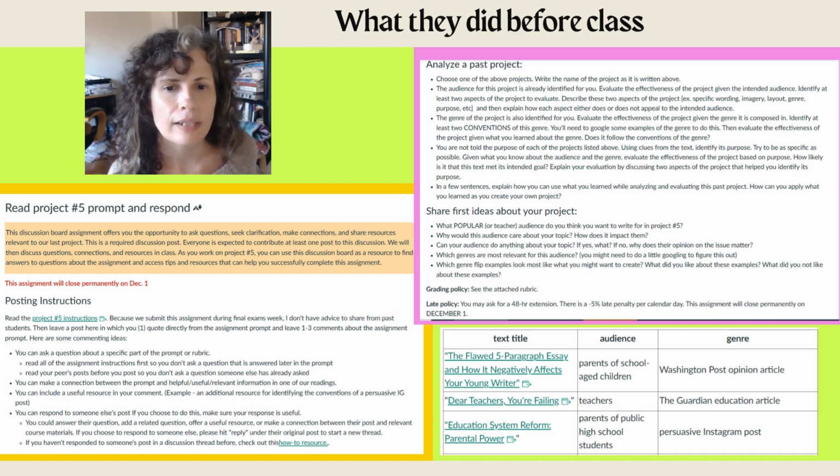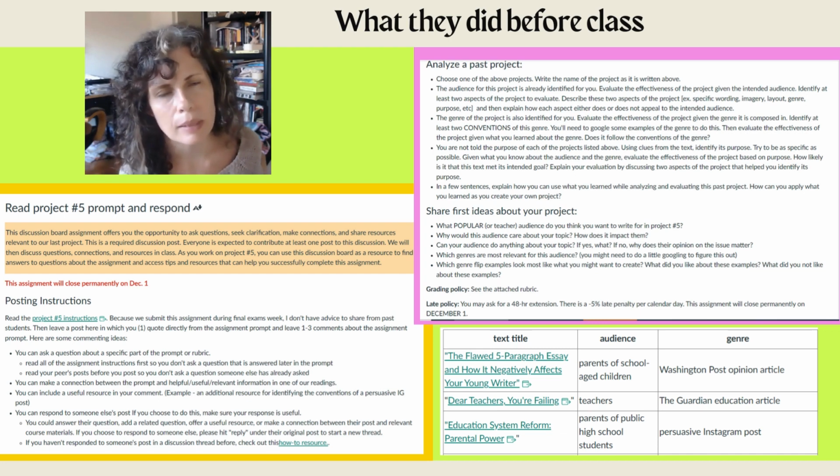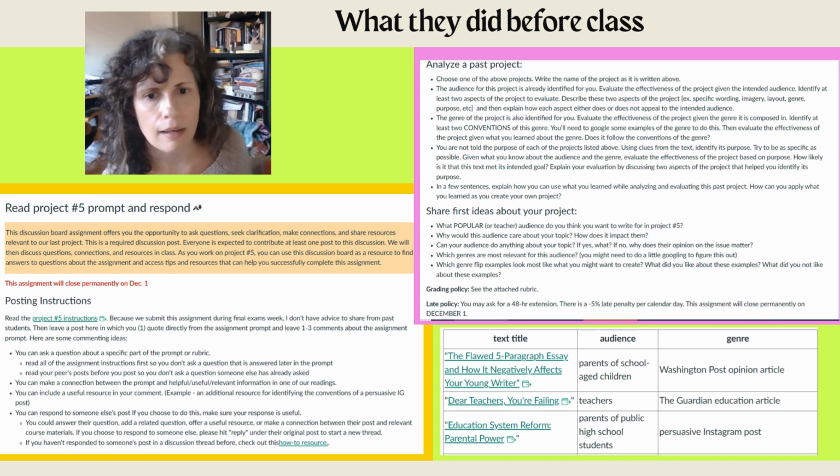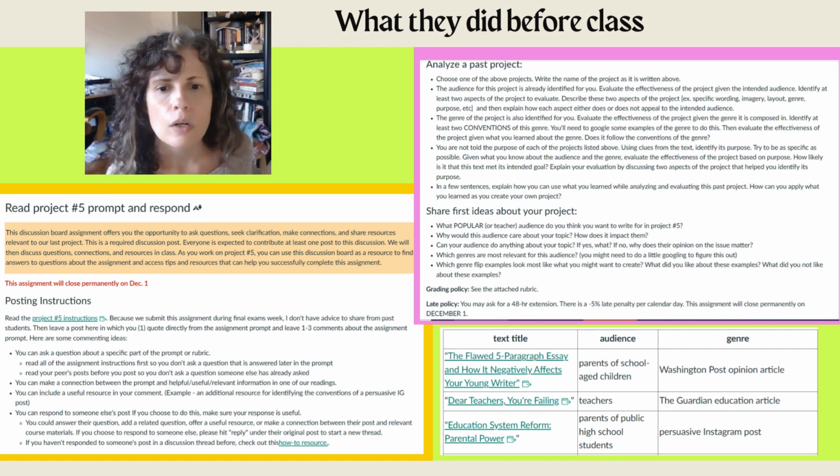And can this audience do anything about the topic? Because we are focusing on persuasive writing at this point as well, especially in project 4. So we're carrying that over into project number 5. Which genres are most relevant to this audience? Where do they go to get their information?